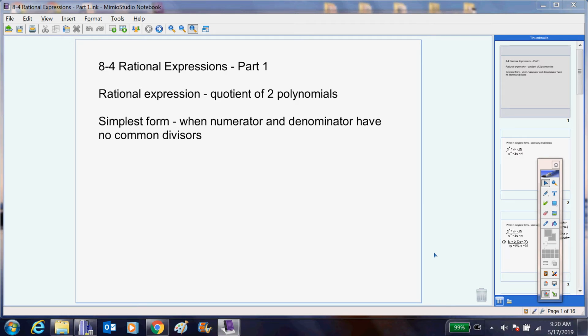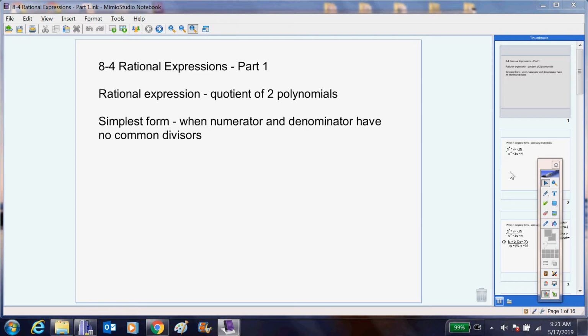Number is also known as a fraction. So a rational expression is an expression that is a fraction, but it's a fraction that might include polynomials in it. So when we want to simplify or put in simplest form, we need to use some of the ideas that you used when you had regular number fractions and then apply them to polynomials.